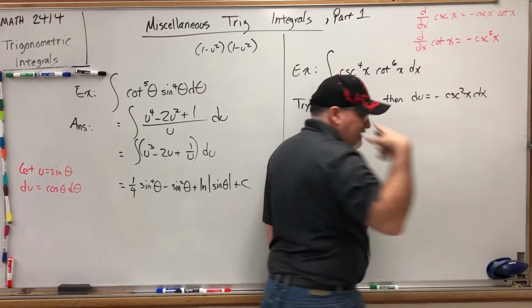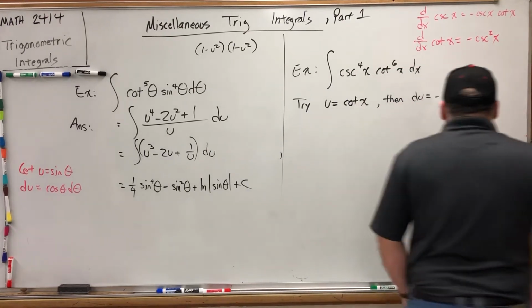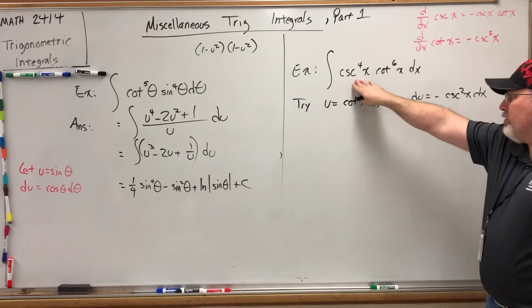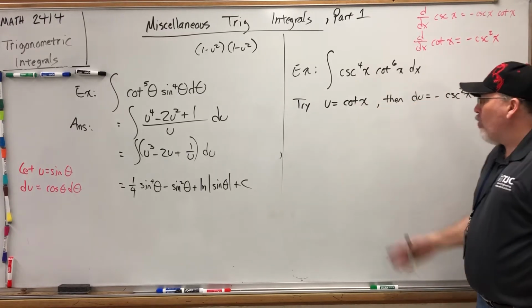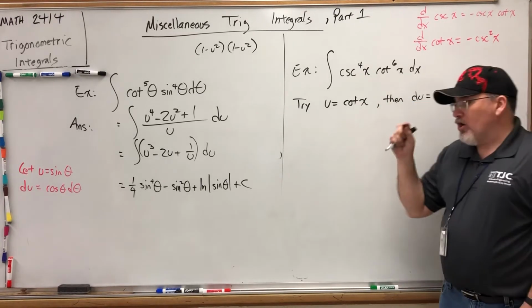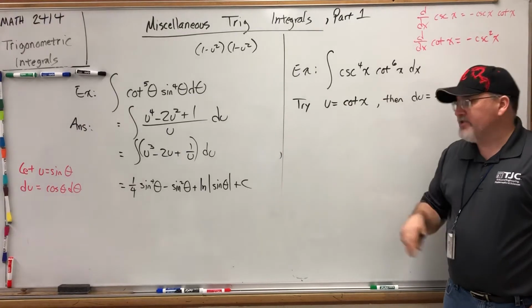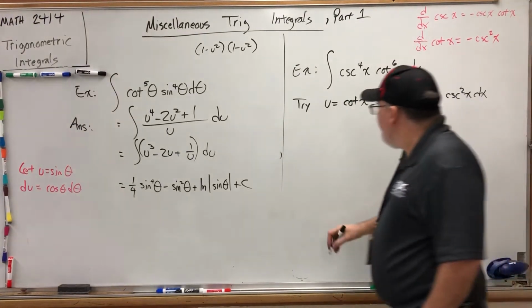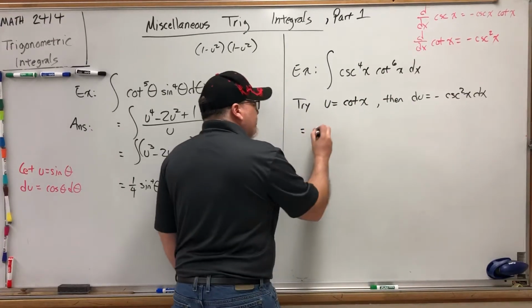dx. So let's think this out. We would need to borrow two cosecants for the du package, so this would knock down to cosecant squared. Our wanted trig functions are cotangents. Our unwanted would be the cosecants. It would be an even power cosecant. We're on the right path. All right, so let's prep this.